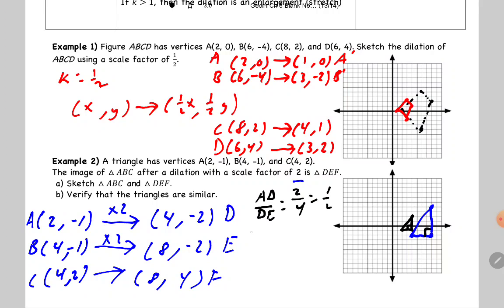And if we compare the right sides, which is BC and EF, so the length of B to C is 3, and the length of E to F is 6, and that equals 1/2. So by SAS similarity, because their sides are proportional, and the included angle is the same, these two triangles are similar.